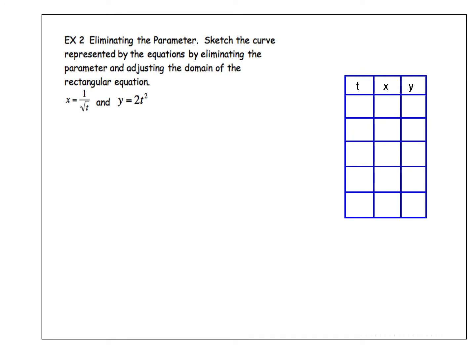So these instructions say, eliminating the parameter. Sketch the curve represented by the equations by eliminating the parameter and adjusting the domain of the rectangular equation. All right, well, if I look at this as it's given, right, with the x and y, the parametric equations, what domain restriction might you put on t? Greater than 0. Good. It can't be 0. Can't be negative. It's got to be greater than 0.